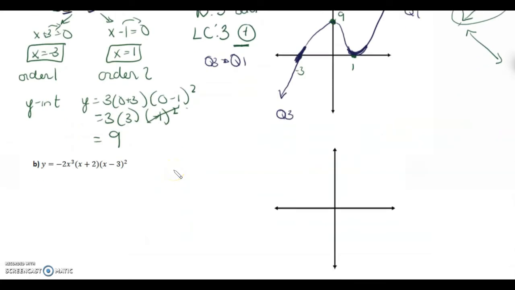Okay, B. So we have y equals -2x cubed, (x plus 2) to the 1, and (x minus 3) squared. So we have 3 different factors here, or 3 different, I want to call them x-intercepts.